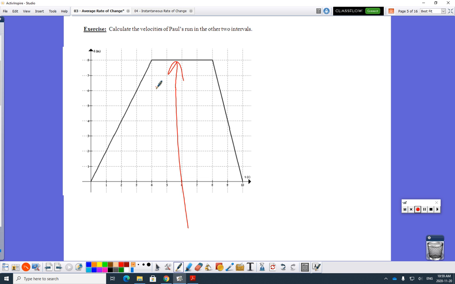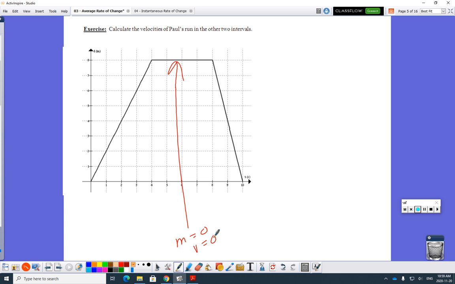Nothing, yeah? M equals 0 or V equals 0. I don't know which one you'll write there. It depends on what your brain's thinking about right there. You might go, oh, velocity 0. You might go, oh, slope 0, velocity 0. So that's not supposed to be particularly hard.